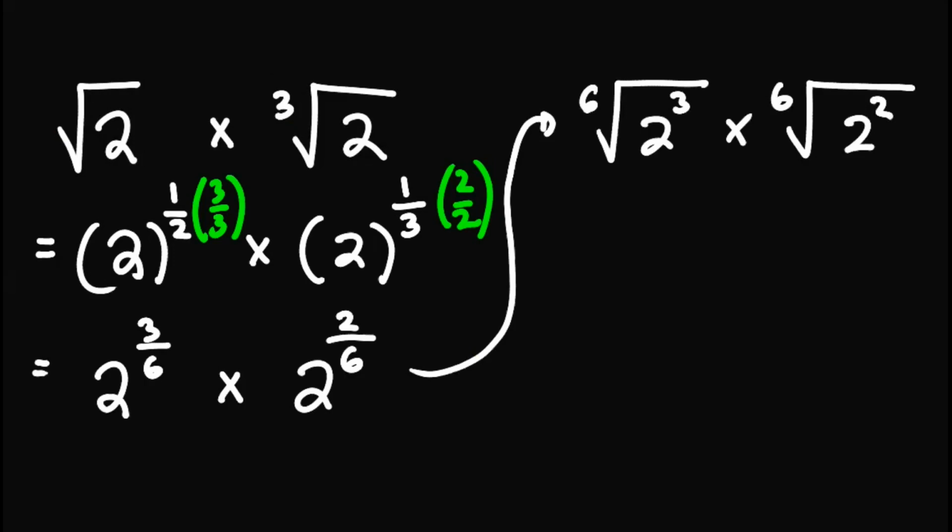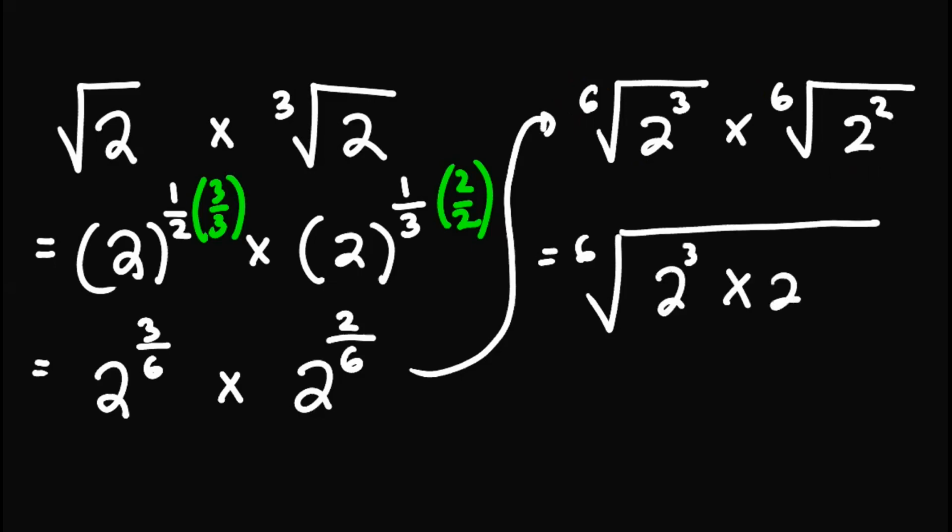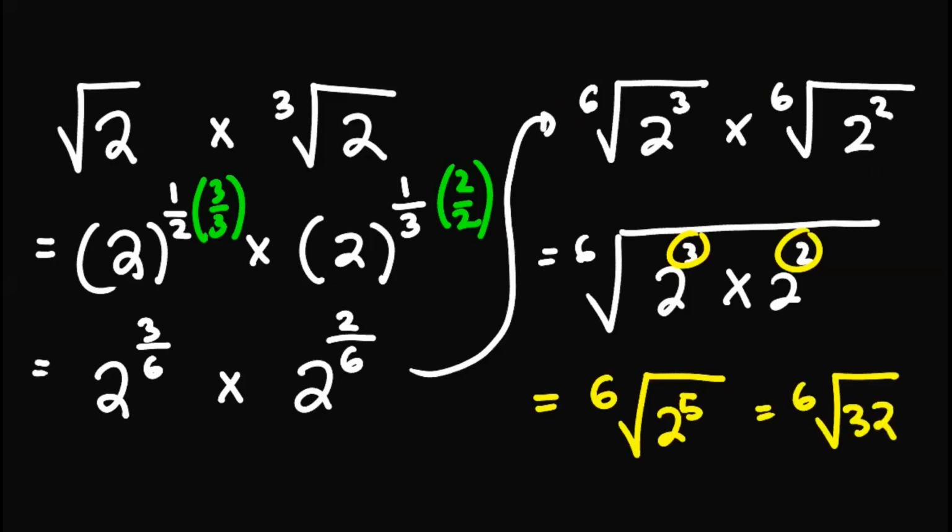So now observe here that the indices are now the same. So we can now multiply the expression inside the radical. So this one is simply equal to the 6th root of 2 cubed times 2 squared. Adding the exponents, we'll have the 6th root of 2 raised to 5, or simply the 6th root of 32. And that is the answer. So that is how we multiply radicals with different indices.